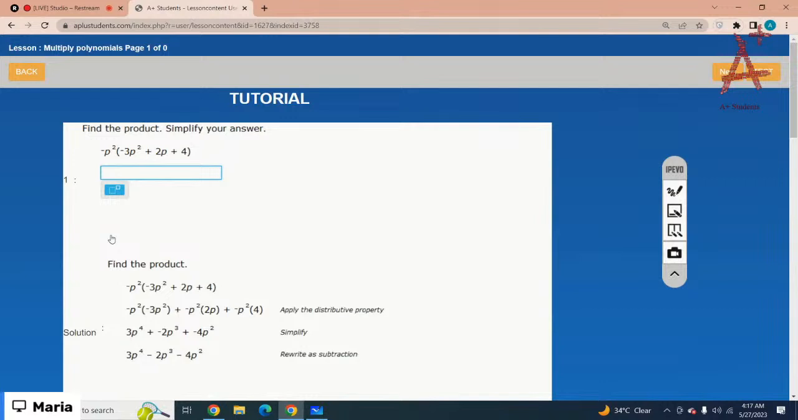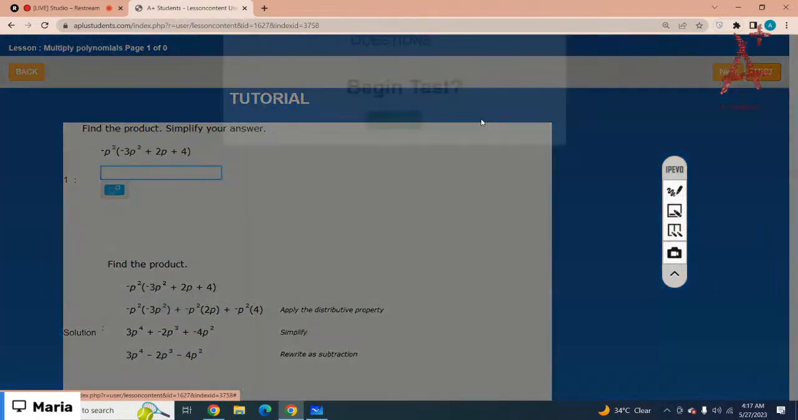Like you have to do negative p square times negative 3p square. Then you have negative p square times 2p. And then you have negative p square times 4. So it would be 3p to the 4 minus 2p cube minus 4p square. Let's just start with the test question.